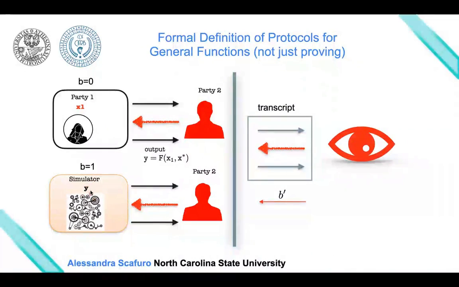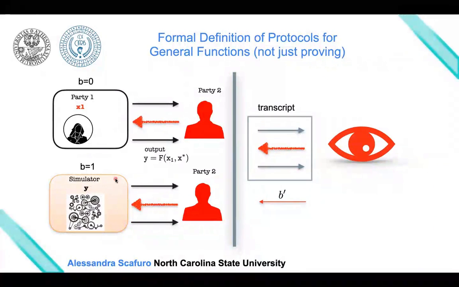Why are we giving y to the simulator? Because remember, in a secure two-party protocol, we want to say that a protocol is secure if the only thing that is learned by the adversary is the output, y. So that's what we are giving to the simulator. The simulator starts by knowing the output, and it is able to compute the transcript.